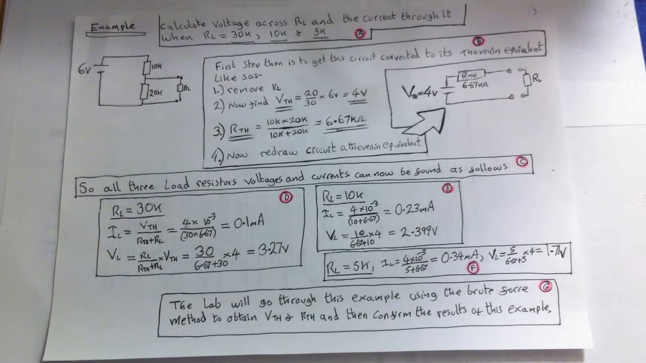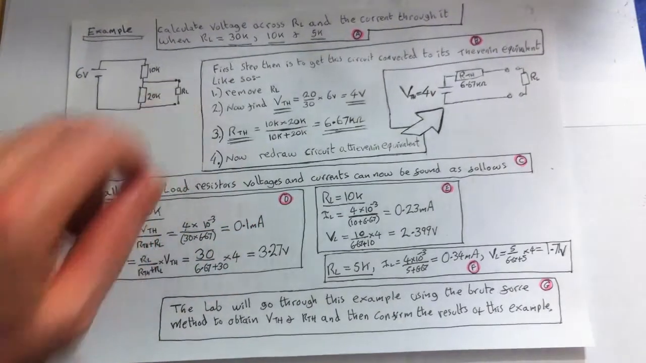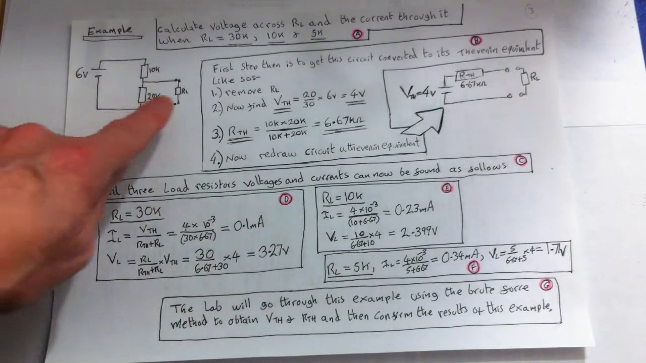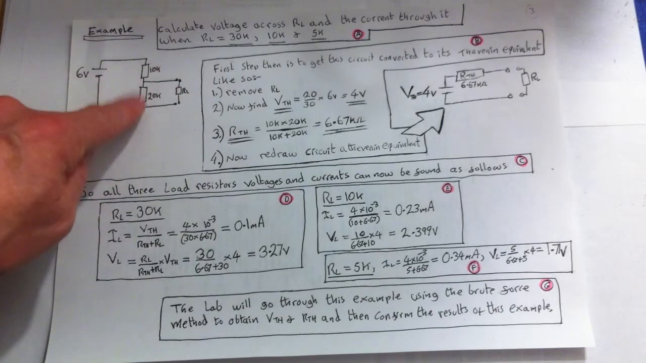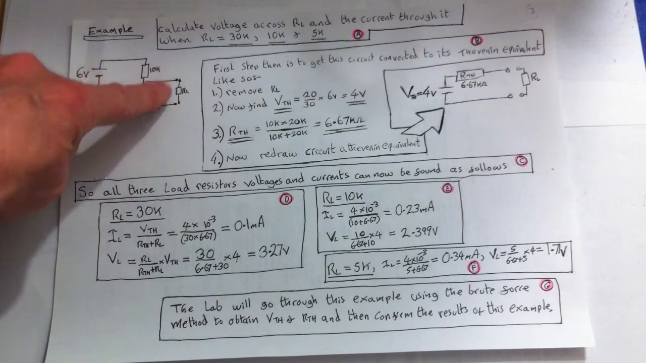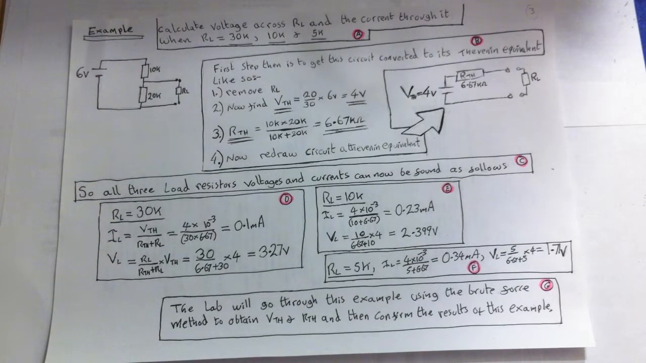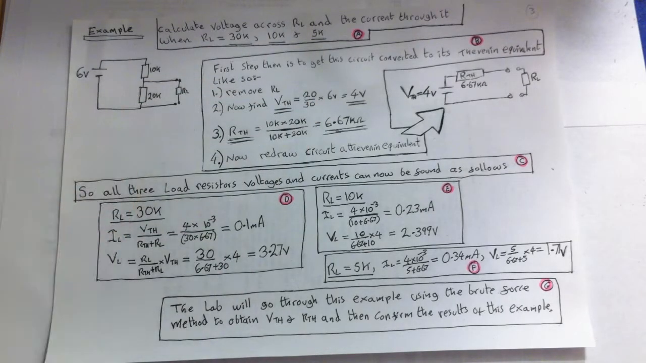Okay, here's just an example. Here we've got a circuit, and the question we're given is: calculate the voltage across the load resistor RL and the current through it when RL equals 30k, 10k and 5k. So what we could do is, first step, convert this area beyond the ports into a Thevenin equivalent before we actually work out the three versions for RL. It'll be much easier this way.